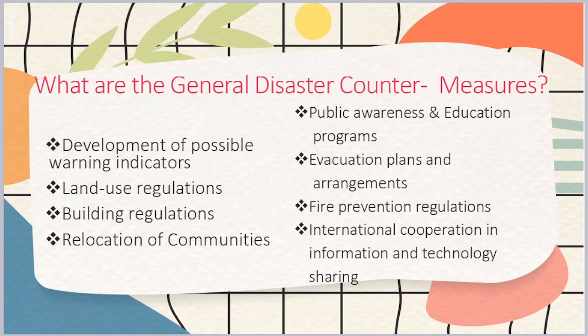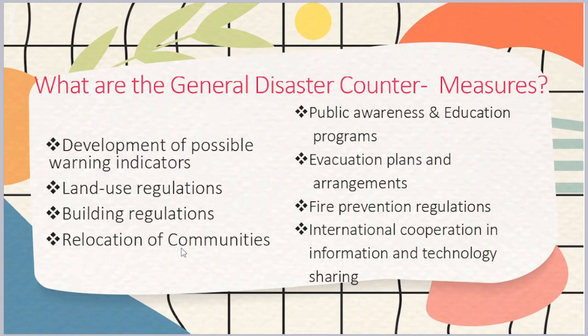Okay? So, what are the general disaster countermeasures? Ito yung mga countermeasures natin for the disaster. Number one, development of possible warning indicators. So, the government agencies are trying their best to put up warning signs or indicators for certain disasters. Number two, land use regulations and building regulations. So these regulations are followed to prevent natural disasters, okay, involving land and buildings.